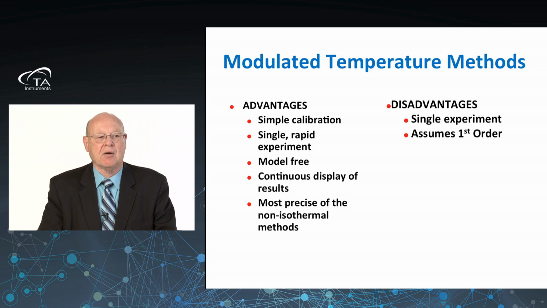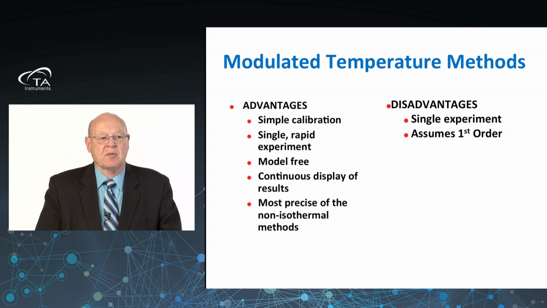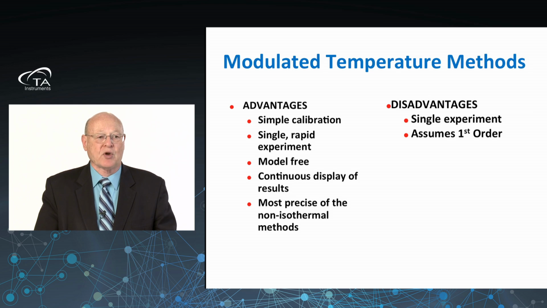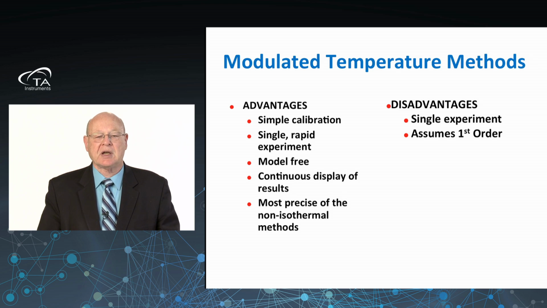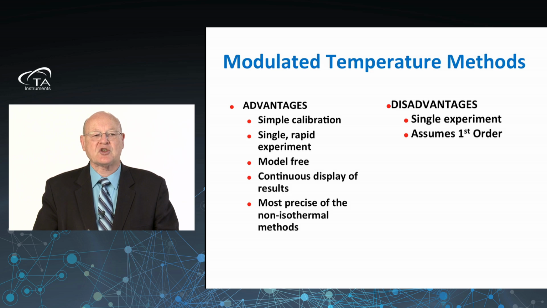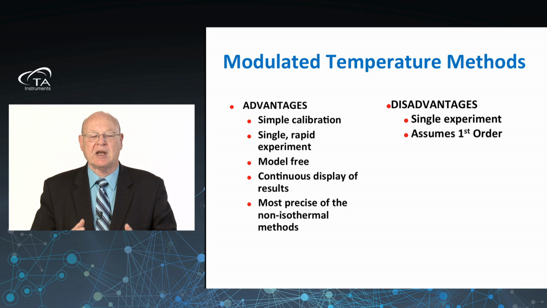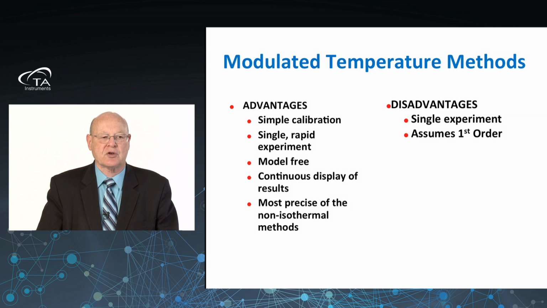Modulated temperature methods, however, have cut through some of these disadvantages. First of all, calibration is simple. We're depending upon a single rapid experiment. The determination of activation energy is model-free, but we can assume a first-order reaction to get log of the pre-exponential factor. One of the big advantages is since we're determining the kinetic parameters continuously, we can select the point of our reaction curve where the reaction is stable, and thereby we can have trust in our point of constant conversion.